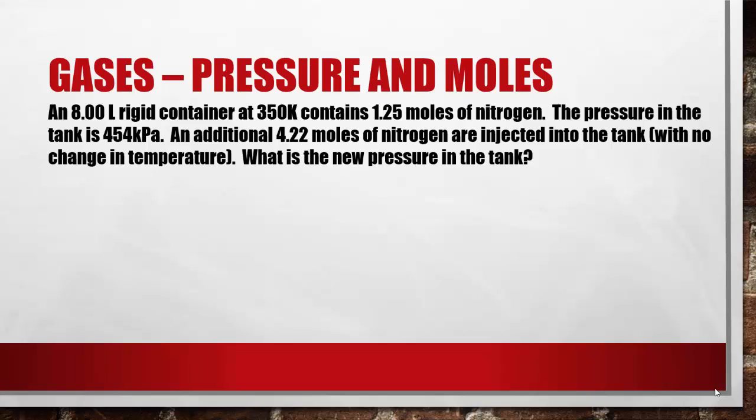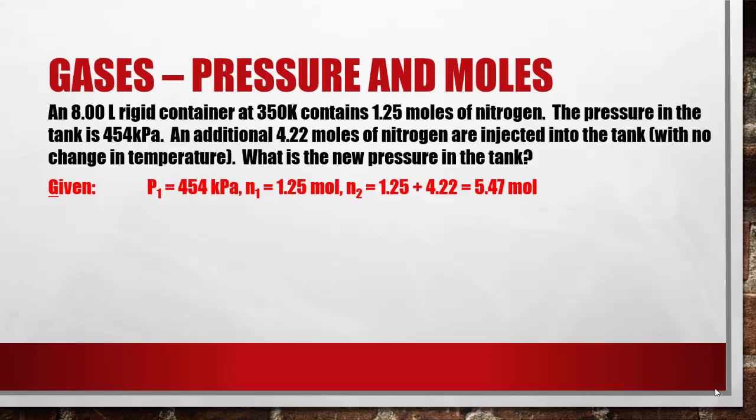We're going to use the GUESS system. What are you given? What's the unknown? What equation? Substitute into the equation, then solve it. So we're given P1, 454 kilopascals. We're given N1, 1.25 moles. We are told that we add 4.22 moles, so we know that now in the container there's 5.47 moles. That's N2. The unknown is P2, that's what we're looking for.